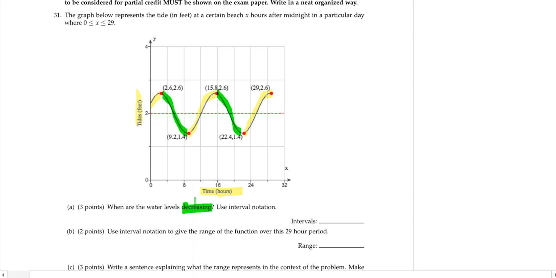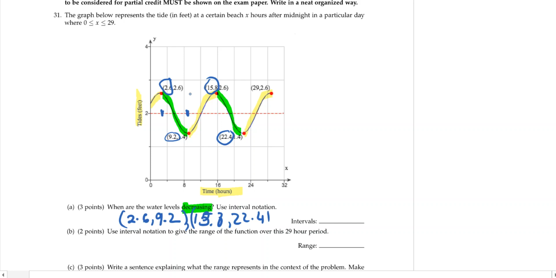So the levels are decreasing between what X values? Well, between whatever this X is and this X is. The X is the first coordinate, so it will be between 2.6 and what is the X in here? At this point the X is 9.2, and then also between 15.8 and 22.4, which is this one right here. So it's the X value that tells us when the Y value, the tides, are decreasing.